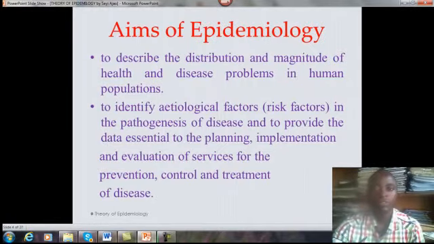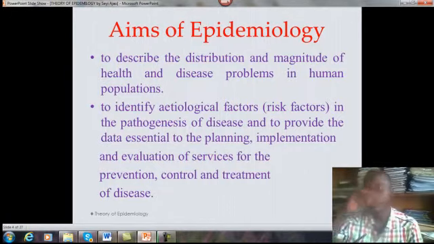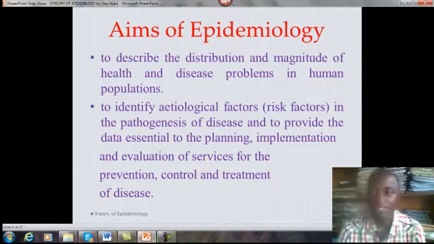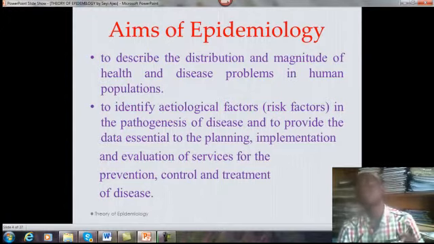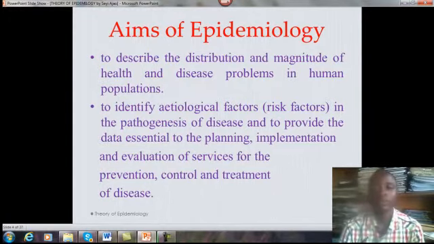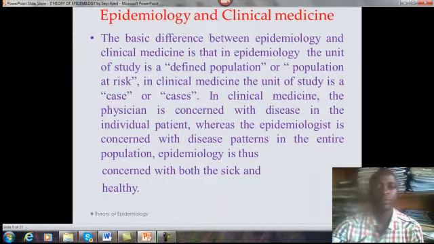The aims of epidemiology: to describe the distribution and magnitude of health and disease problems in human population; to identify risk factors, known as etiological factors, in the pathogenesis of a disease; and to provide the data essential to the planning. That's why statistics comes in. The data essential needs to be provided for prevention, control, and treatment of disease.